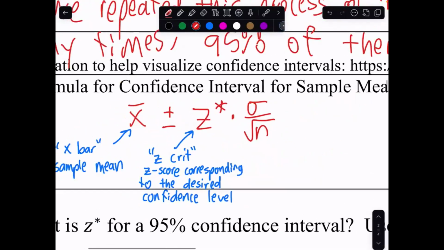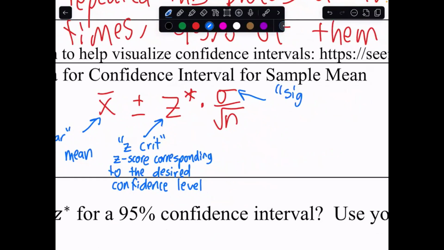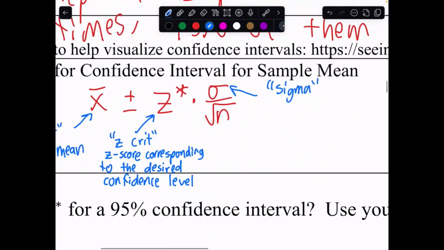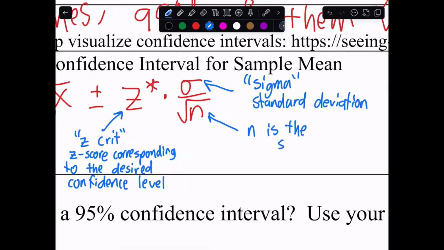We've already talked about sigma. That is the standard deviation. Remember, that represents how spread out the data is. If in your sample the numbers are very far apart, that would be a large standard deviation. And then lastly, square root n is what's in the formula. N itself is the sample size.